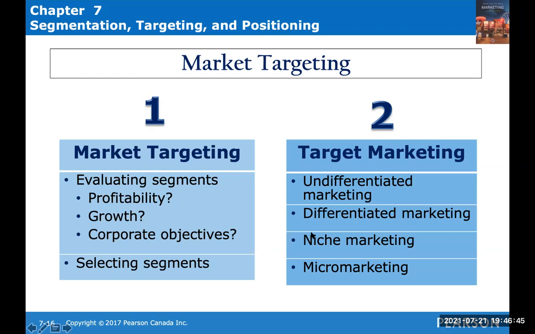Undifferentiated marketing means that you are going after everybody in the marketplace. That's what it means. And usually that is associated with fast food brands, so KFC, they really go after everybody. Popeyes in Jamaica doesn't really go after everybody. They go after middle class and upper class people.